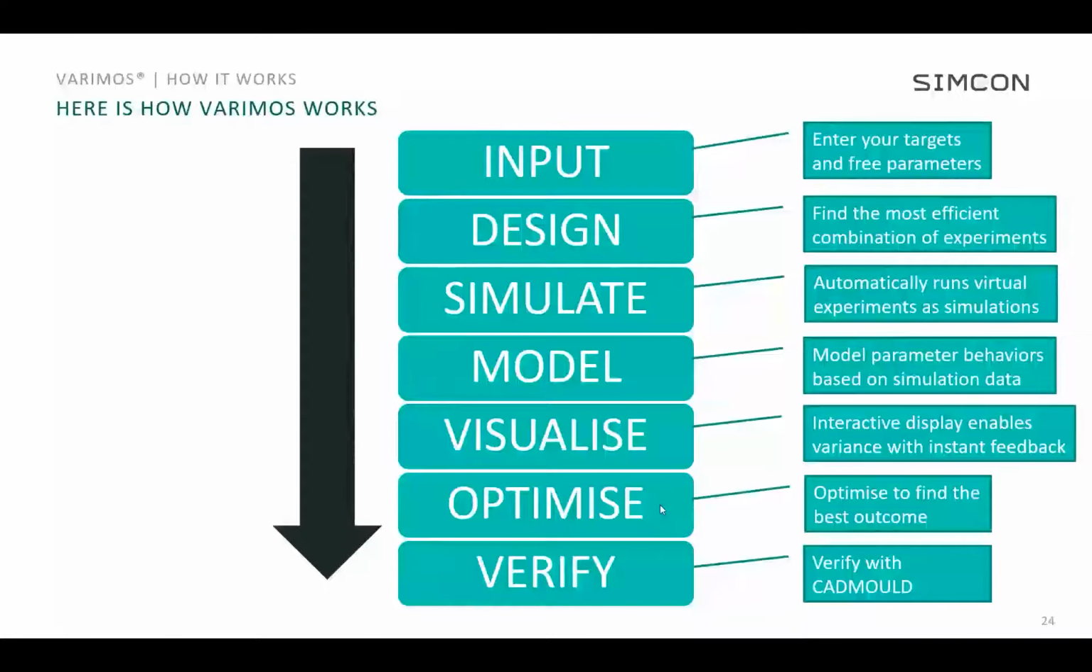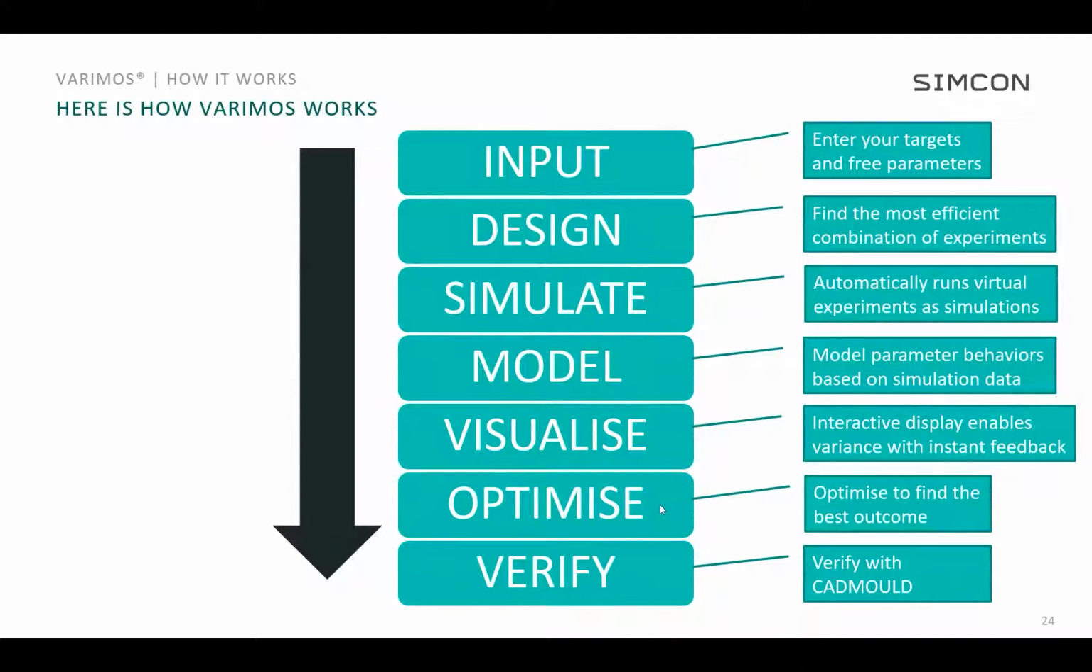Just having a quick look at the steps through this process. We're entering the targets and free parameters of the mold. We're finding the most efficient combination of simulations, experiments to find the variance in the parts, and then automatically running the virtual experiments as a simulation using the CADMould software. So a very fast software engine to be based off of. We then model the parameter behavior based on the simulation data, so we can see how they are affecting each other with the different variables.